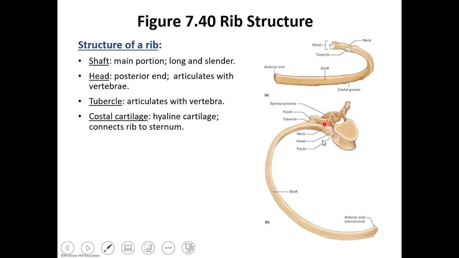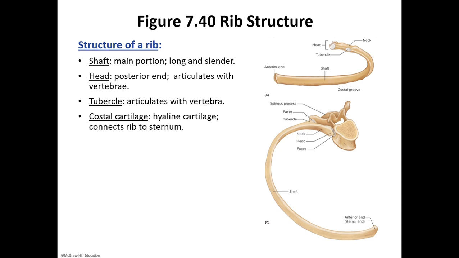You see the head of the rib, you see its neck, you see a tubercle on the rib. So the head of the rib articulates to the vertebral body, whereas the tubercle of the rib articulates to the transverse process of the thoracic spinal segment.